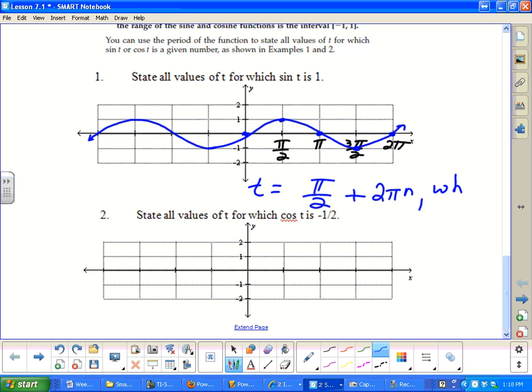where n is an integer, because integers reflect both the positive and the negative. Okay?